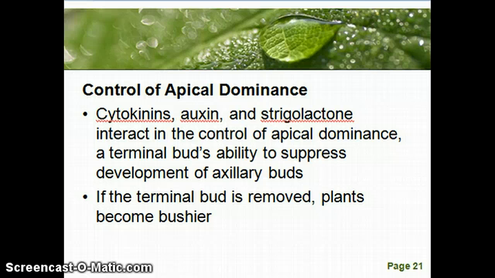But basically, apical dominance means that the growth of the plant is going up. The apex is always going to be the top. And so it controls the terminal bud's ability to suppress the development of axillary buds, which would be sideways growth. So we would have just long, tall plants if we did not have cytokinins and auxins and strigolactone working together to control this normal apical dominance.